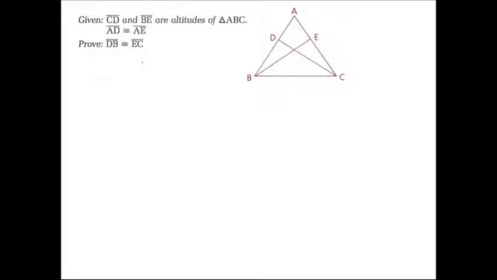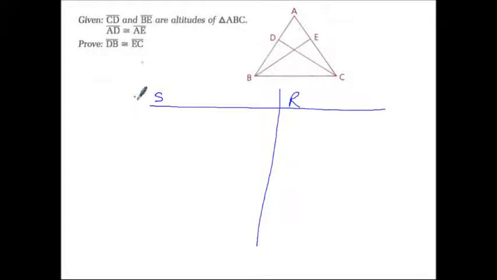Alright, moving on. Our next proof. We have CD and BE are altitudes of triangle ABC. We also have that AD is congruent to AE, and we're trying to prove that DB is congruent to EC. Let's go ahead and get started. We've got our statements and our reasons. Start off with those givens.